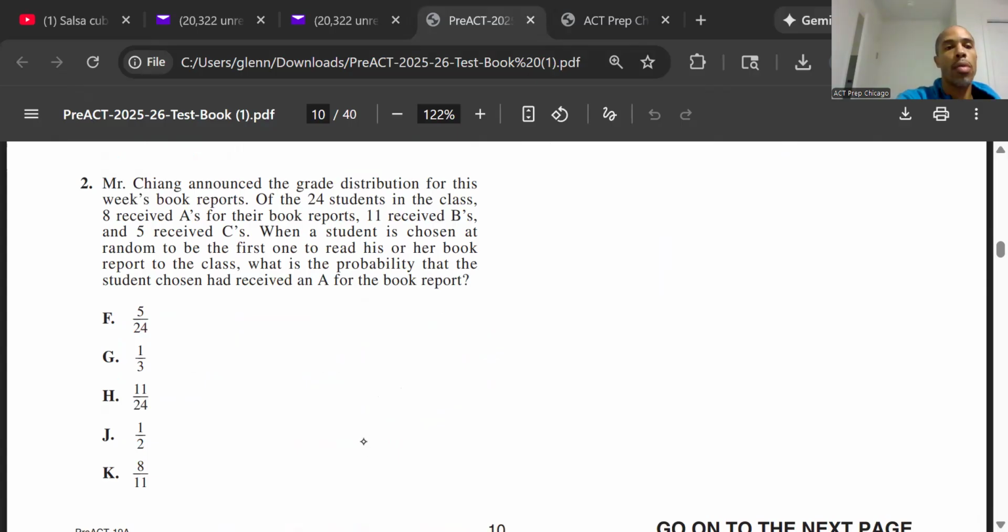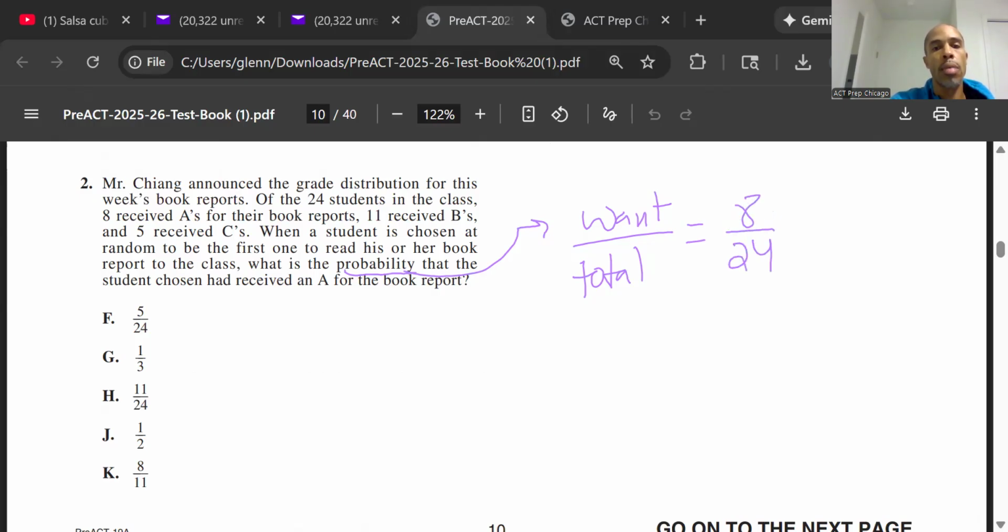Probability is what you want over total. What we want is the probability that the student chosen will receive an A. How many students received A's? 8 received A's for the report, out of the total of 24 students. Just making sure that's right. Yes, that's right. You reduce that to 1/3, which is the choice. All right, hopefully that is clear to you. Let's move on. Number three.